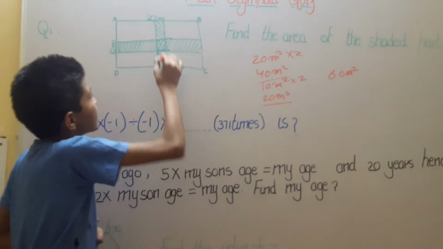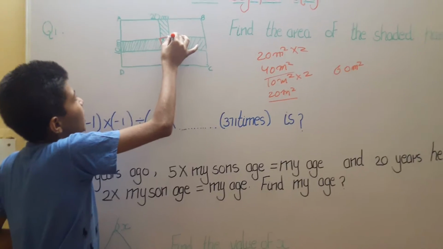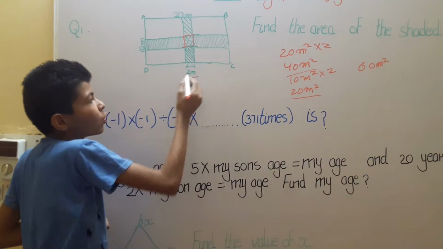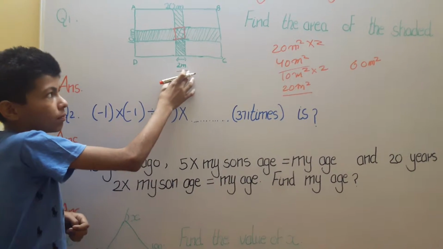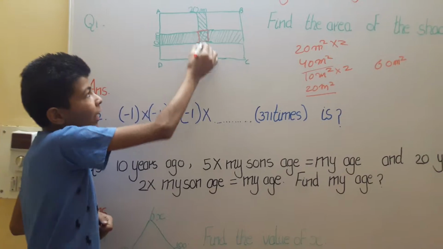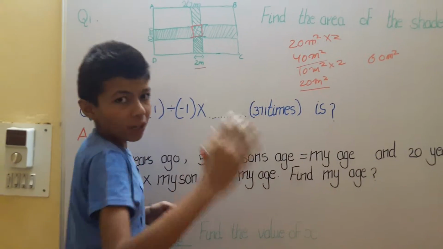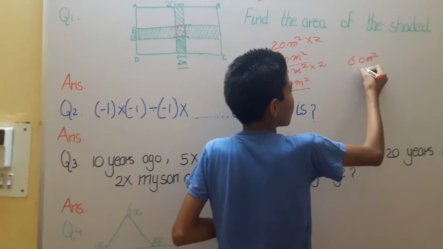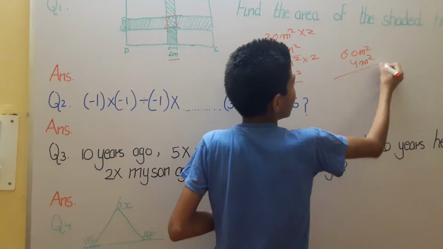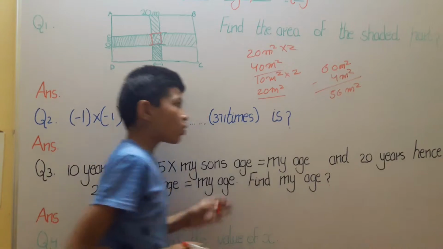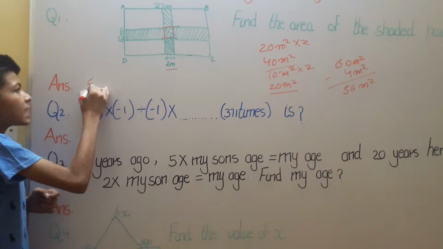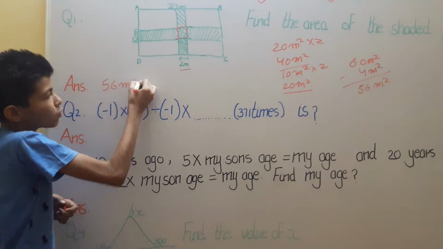As you can see, friends, this portion is common in both, which is of 2 meters. So to get this area, we will multiply 2 by 2, which gives 4. So minus 4 meter square, which is 56 meter square. So our answer is 56 meter square.